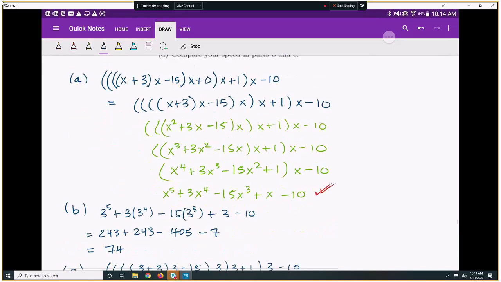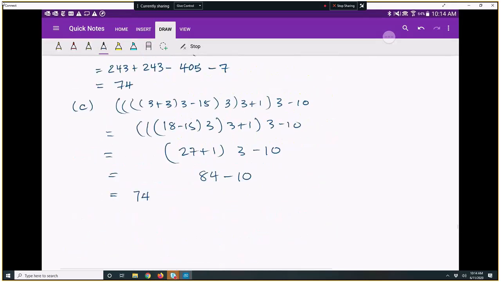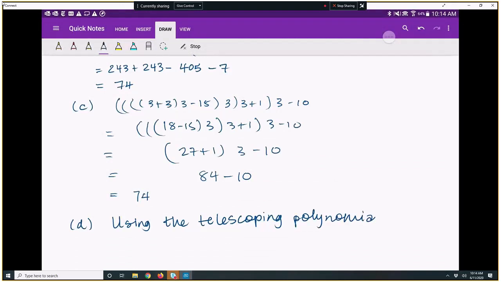So the final question is compare your speeds in part B and C. Using the telescoping polynomial is faster. All right.